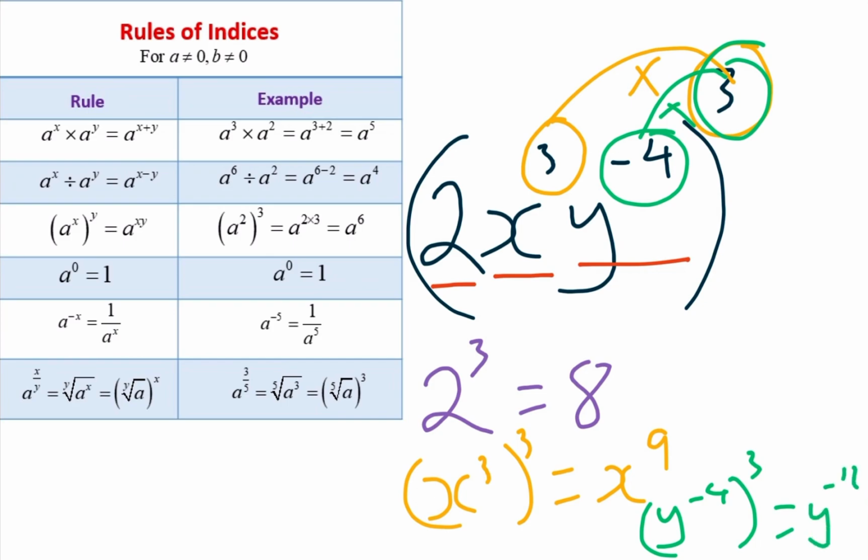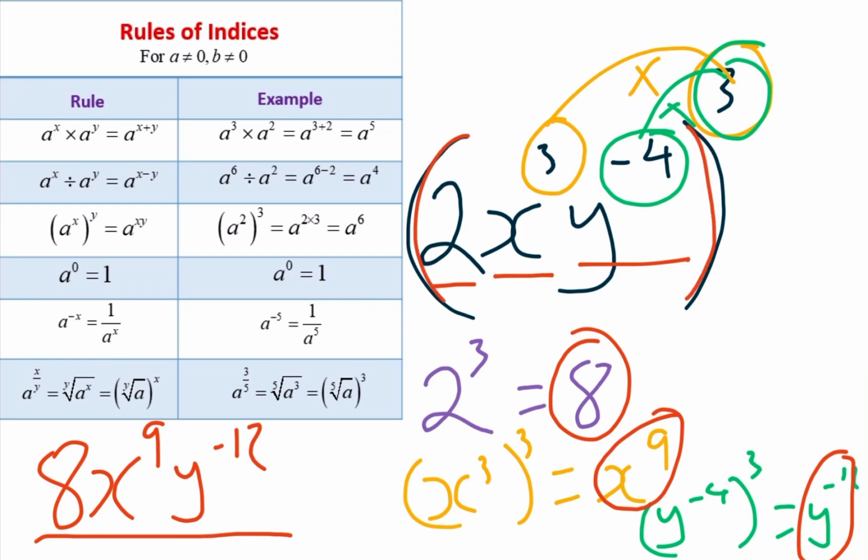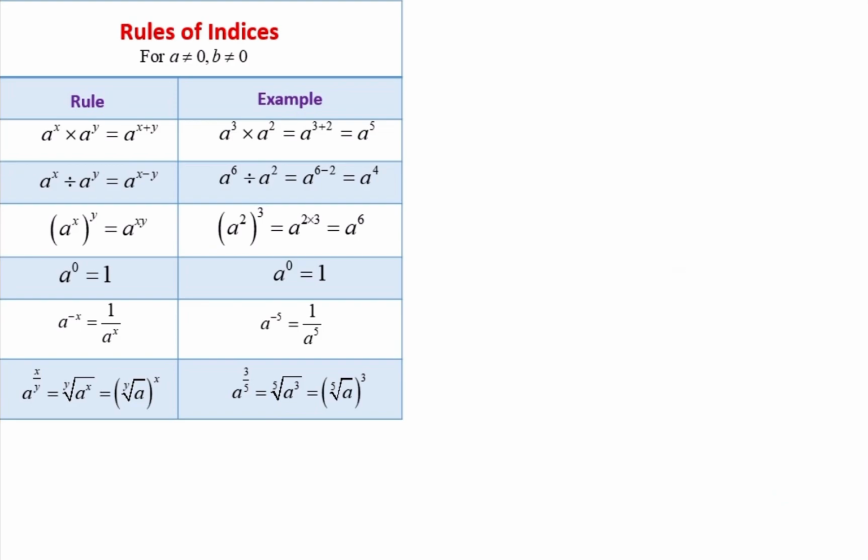So we've got 3 things here. We've got an 8, x to the 9, and y to the minus 12. If we put them together, we get 8, x to the power of 9, y to the power of minus 12. We can put them all together, and we get an answer. So that's why the bracket is so important to understand what you're going to do next. Let's try this one, though, and I'll let you have a go at this.